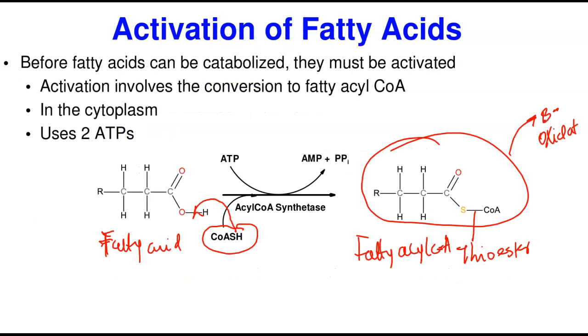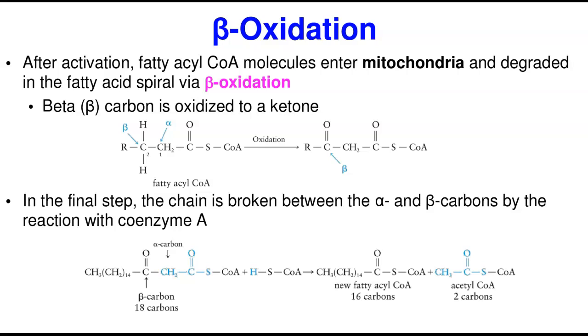So remember, another important point I need to make. This activation takes place in the cytoplasm, but the rest of the beta oxidation takes place in the mitochondria. So after this activation, the fatty acyl-CoA, or the fatty acid that is activated, now crosses the membranes of the what? Mitochondria, and gets inside the mitochondrial matrix where beta oxidation begins to take place.